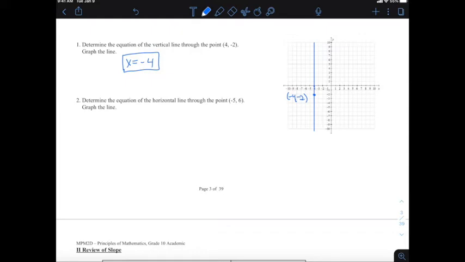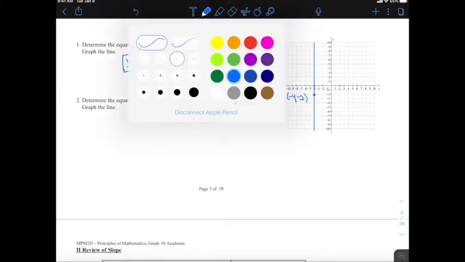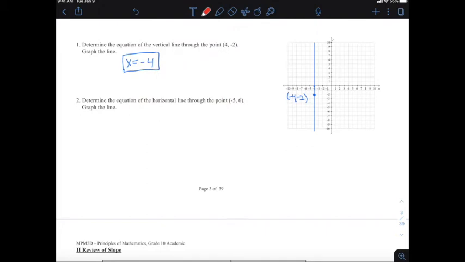Let's look at the next one. So a horizontal line that goes through -5, 6. Okay, if I draw the horizontal line, I can see that the y-intercept is 6. y equals 6 is the equation of the horizontal line.